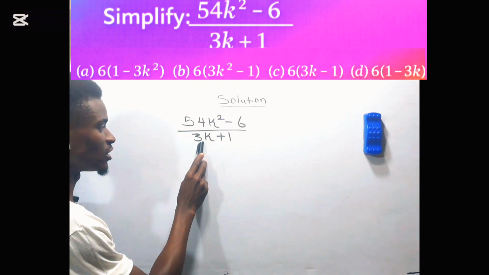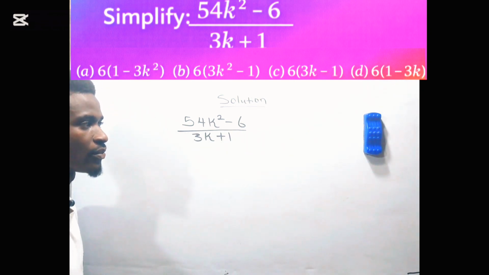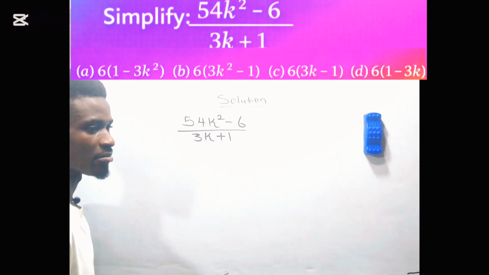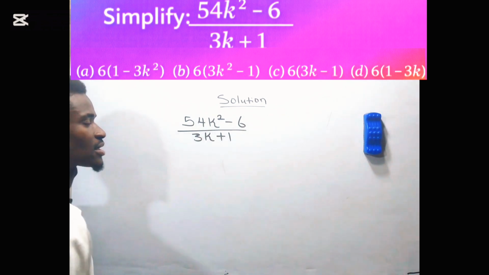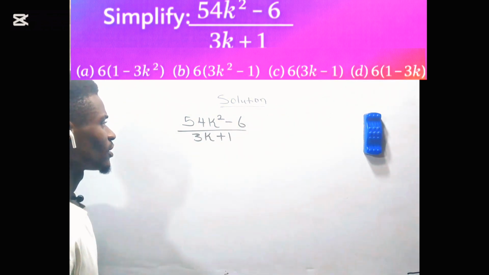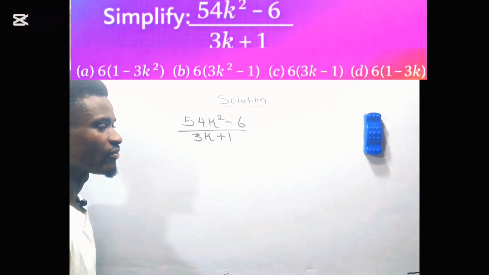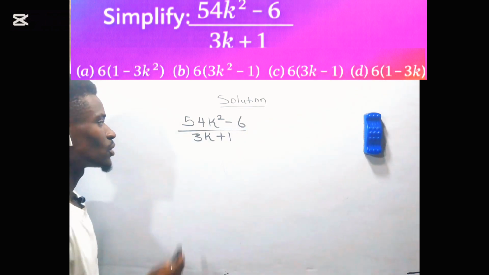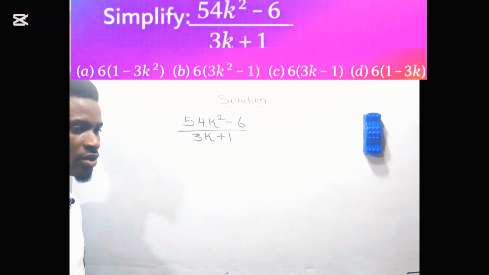Now, looking at the denominator, we have 3k plus 1. It is already in its simplest form. We can't simplify it. Now, looking at the numerator, we have 54k squared minus 6. Now, from 54 and 6, we have a common factor. And what's the common factor? The common factor is 6. So let's simplify 54k squared minus 6 by factorizing it using 6.